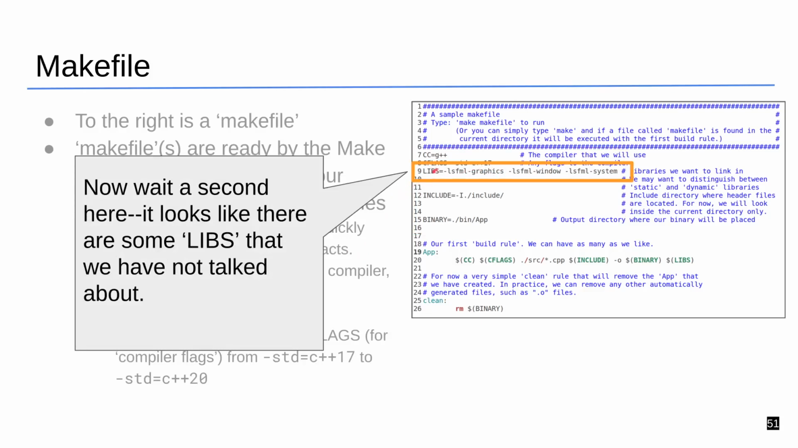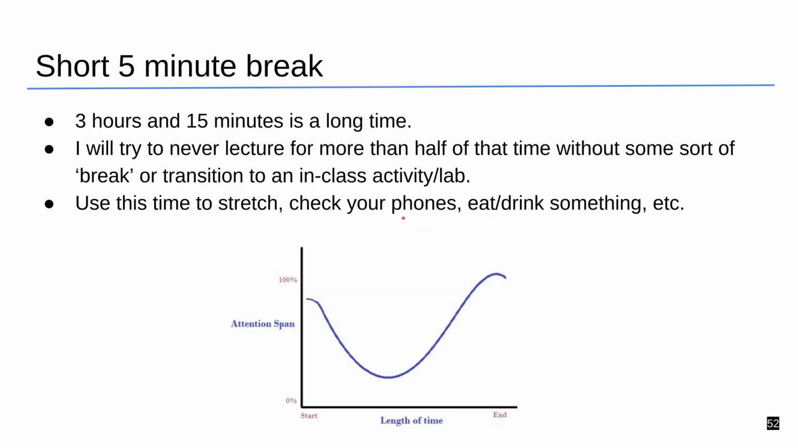Now, after these compiler flags, there's something else here, another variable, libs, that we haven't talked about. I'm linking in some specific libraries. You'll see why they're going to come in handy for us. But we haven't talked about these libraries.